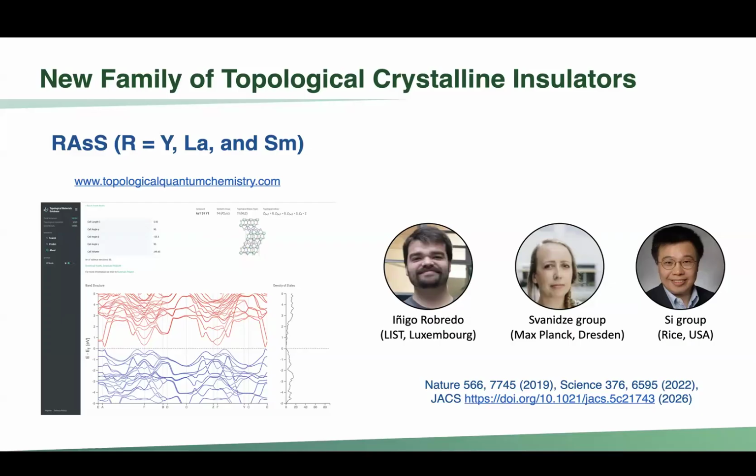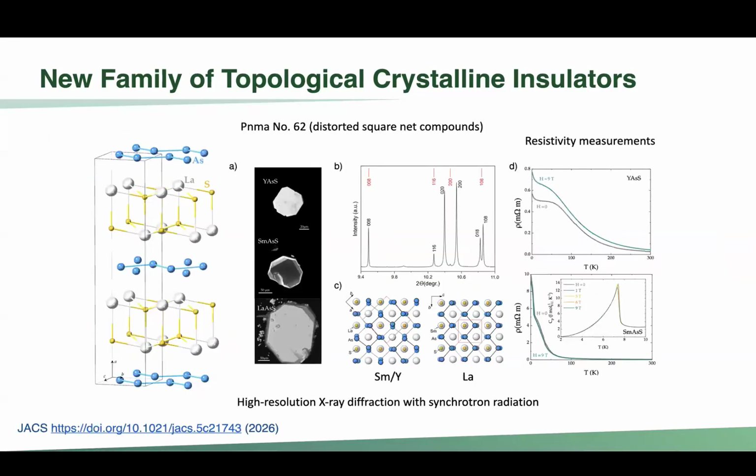Okay, so, I don't know if you can see it here. It was reported in a monoclinic structure experimentally, but it happens that the structure was not properly refined, and high-resolution X-ray diffraction with synchrotron showed that it actually belonged to an orthorhombic group, the Pnma, number 62, that has these layers of samarium and sulfur, and in between we have this distorted square net lattice of arsenic.